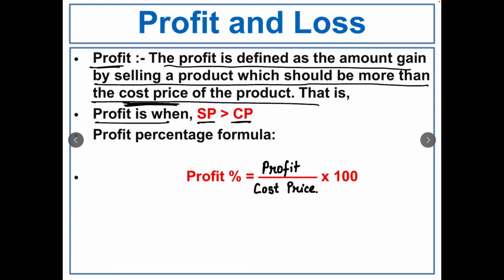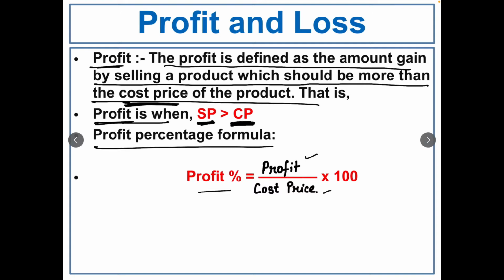That means the selling price, the price at which the article is being sold to a customer, is more than the cost price, that is the amount spent for producing that article. So as the selling price is more than the cost price, this results in profit. And there is a formula to calculate the profit percentage: profit percent is equal to profit divided by cost price into 100.